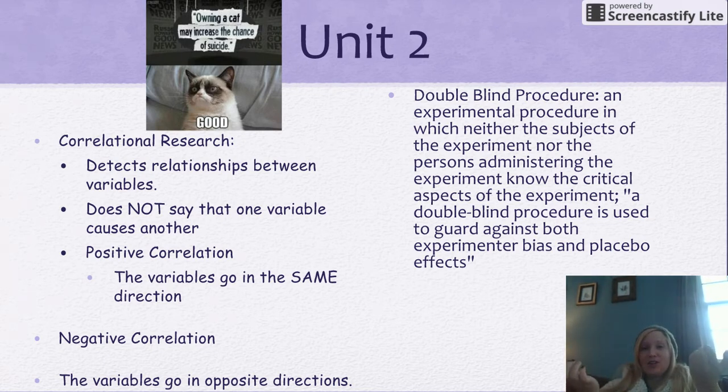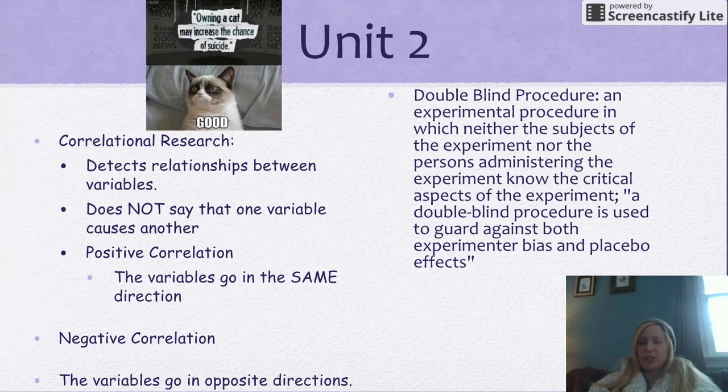A negative correlation, and a perfect negative correlation would have an R value of -1. It means the variables go in opposite directions. So as drug use goes up, grades go down. As drug use goes down, grades go up. Again, one does not cause the other, but they have a relationship.